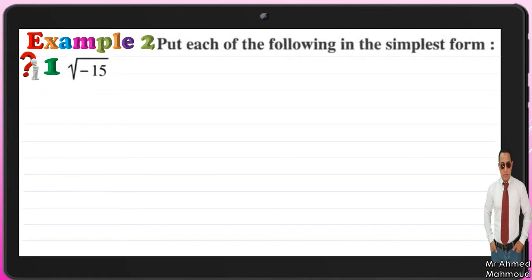Now in this example, put in the simplest form. Okay, root negative 15. It will be root negative 1 times root 15. Why root negative 1? Because root negative 1 equals i, so it will be root 15 i.